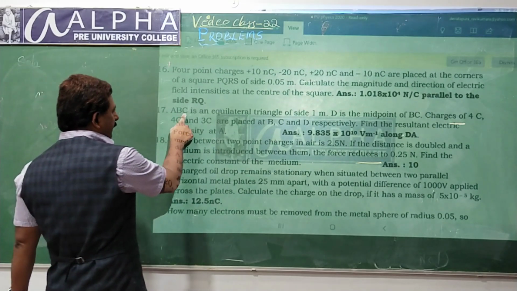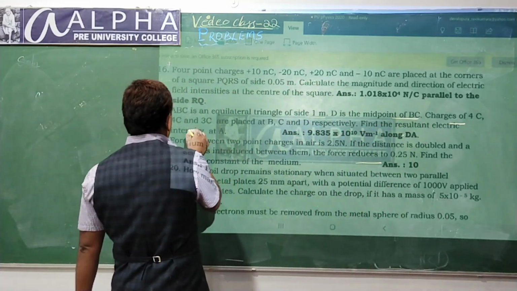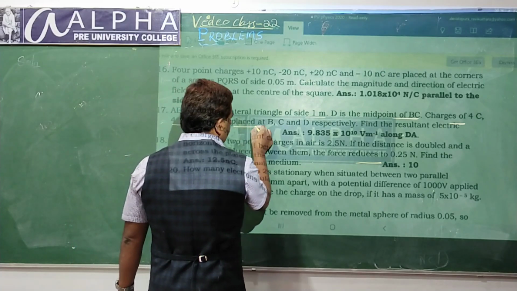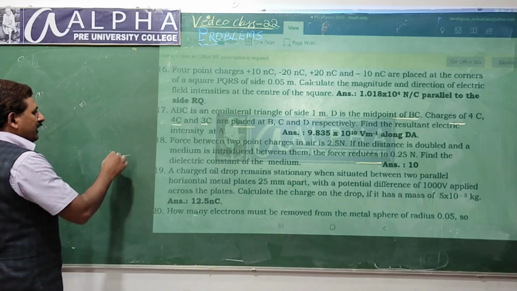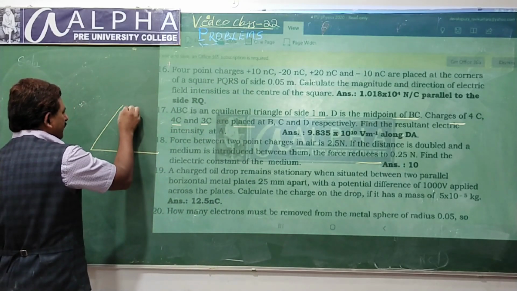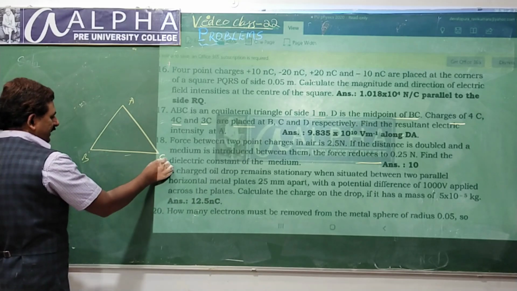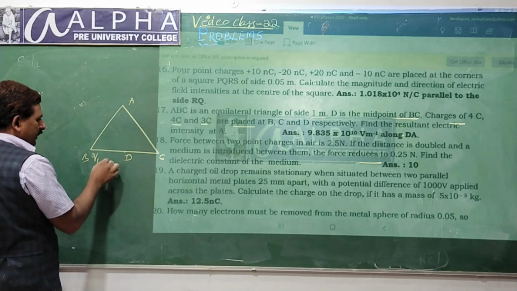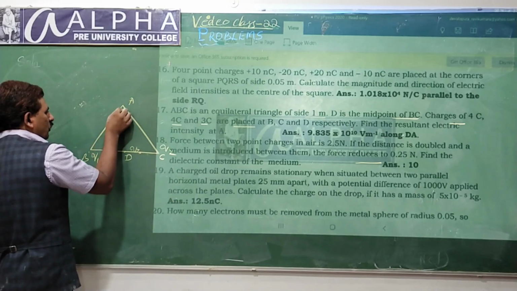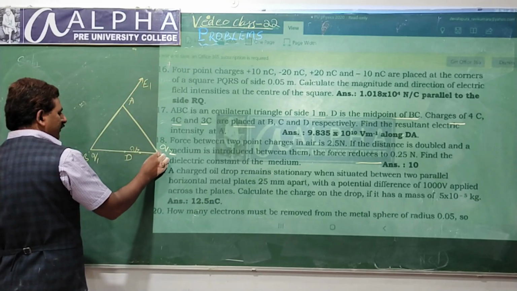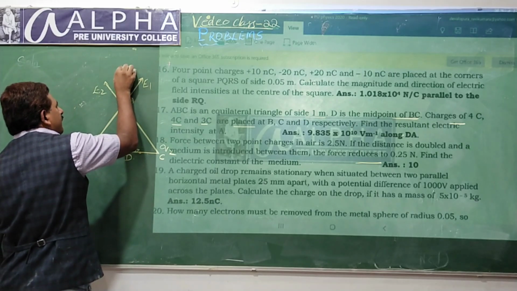See 70. ABC is an equilateral triangle of side 1 meter, D the midpoint of BC, charges 4, 4, 3 are placed at B, C, D respectively. Find the resultant electric intensity at corner A. So this is the hint. So an equilateral triangle, right? This is A, B, C, and this is D. One charge is here Q1, second charge Q2, and third charge Q3. You can easily find. Electric field due to one charge this way, E1. Electric field due to the second charge this way, E2. And electric field due to this charge along this direction, E3.